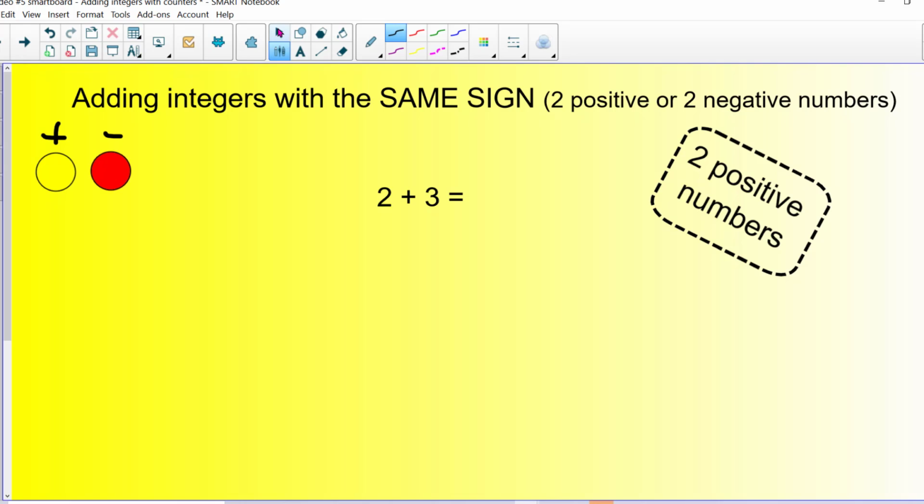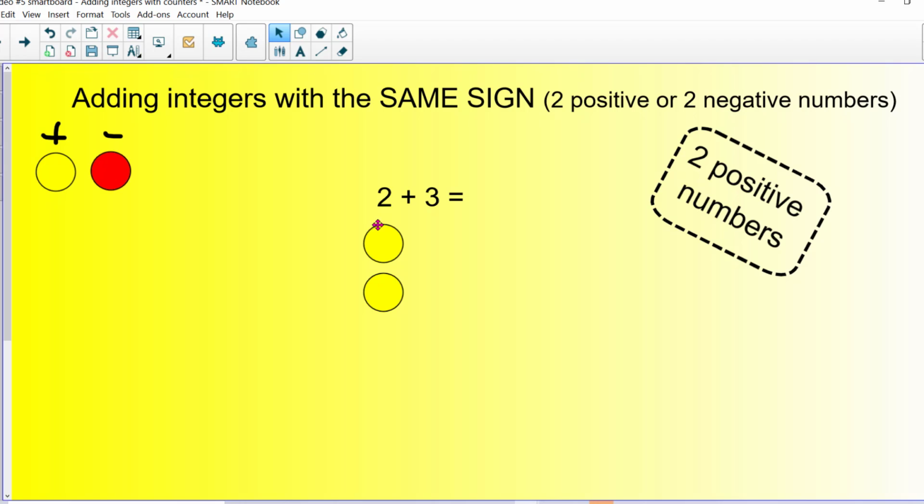What we're going to first do is start with the first number. I know you know this, but you probably did something similar to this in first grade when you were first learning to add. So we're going to take the first number. You always start with the first number. Our yellow counters are going to represent the positives, and our red ones will represent the negatives. Now on your notes, the open circle will be positive, and the shaded in circle will be negative. So we're going to start with two positives because that's what the problem says to do.